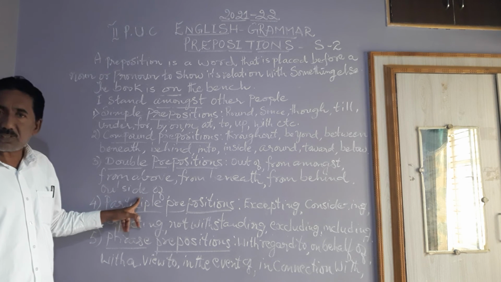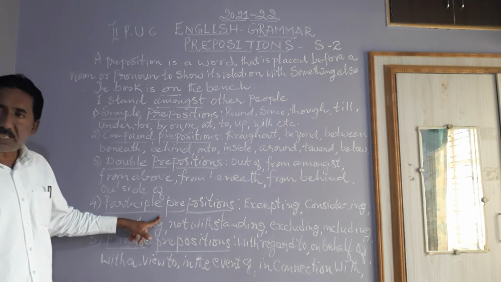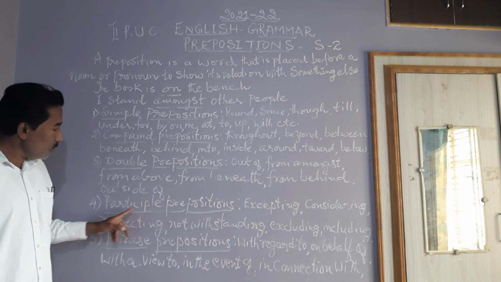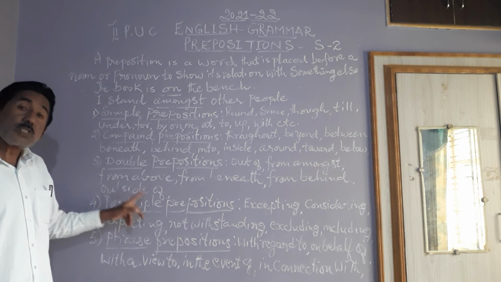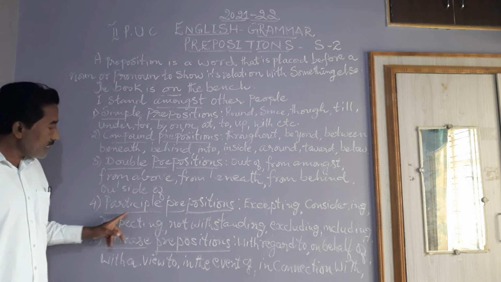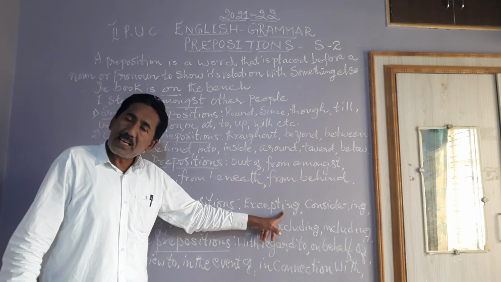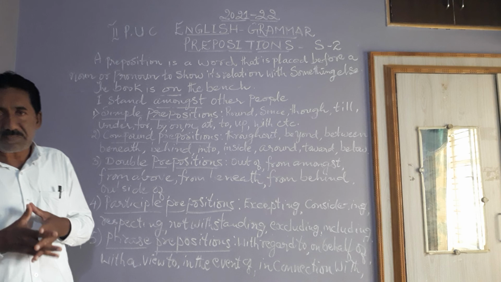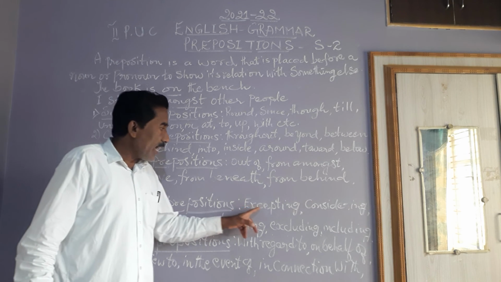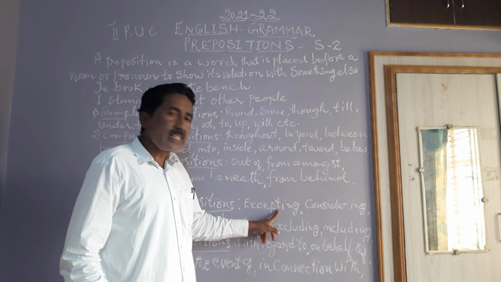Outside of the city limits. Next, participle prepositions. Look at the participle prepositions. So participle prepositions, I told you present participle, past participle. Usually present participles end with ing. Sometimes we call them ing form verbs. So ing form verbs, accepting. So many a times we use words like this.